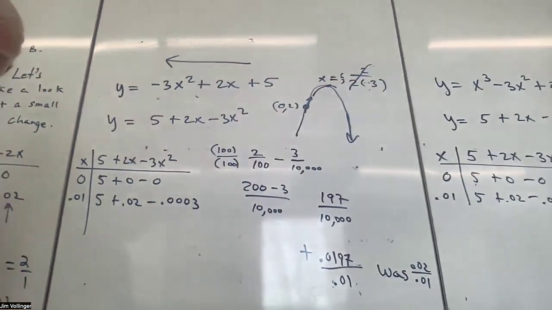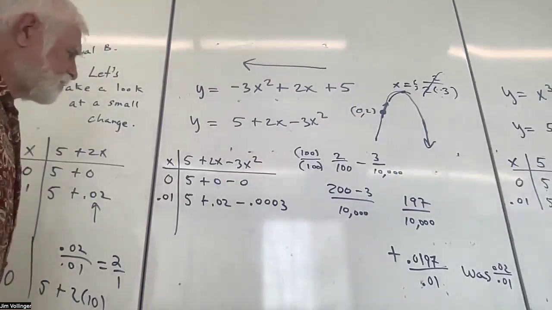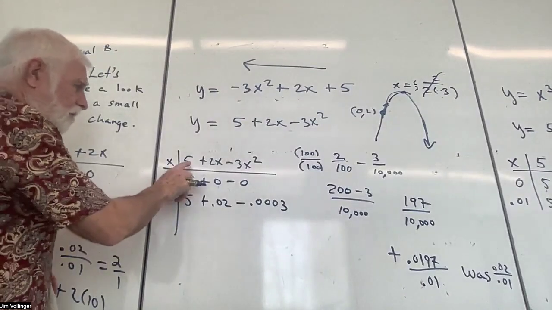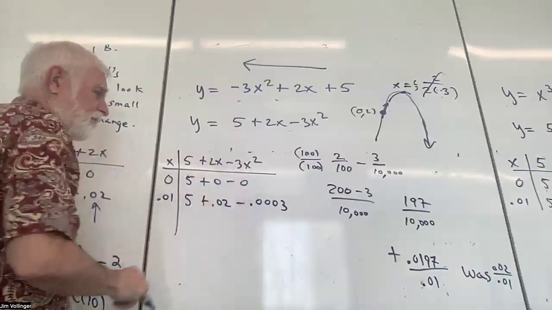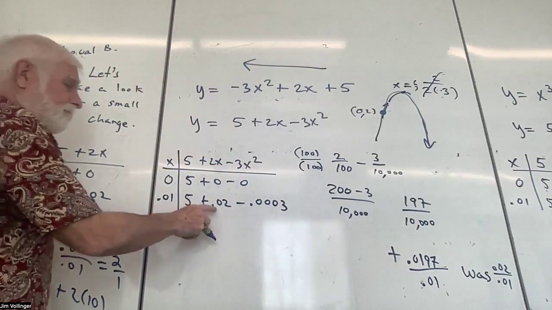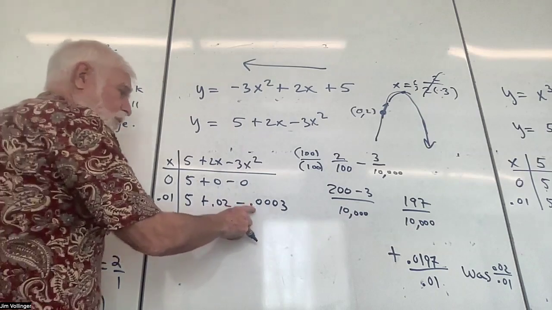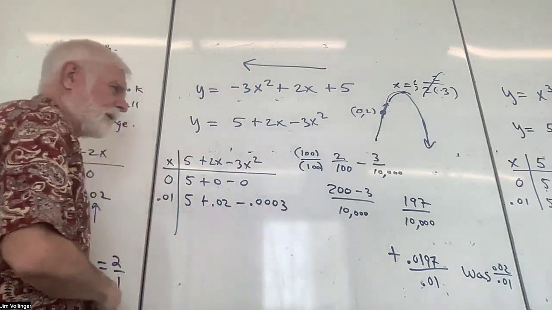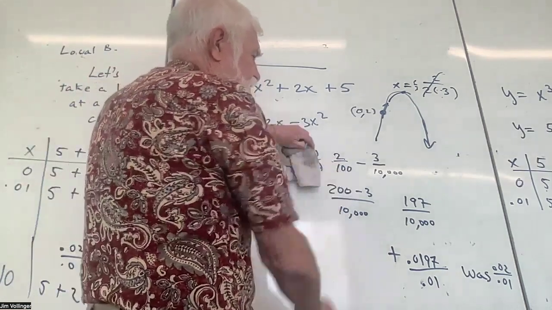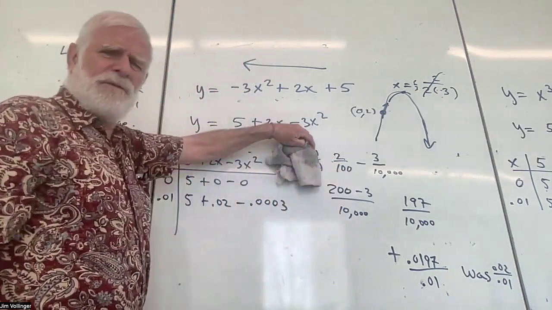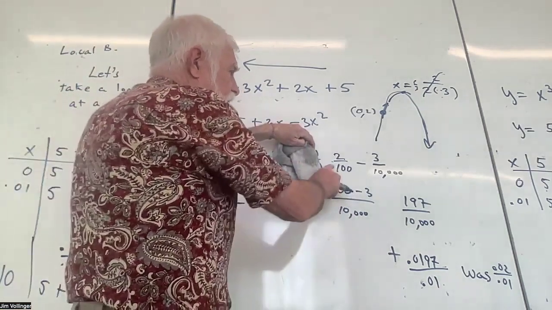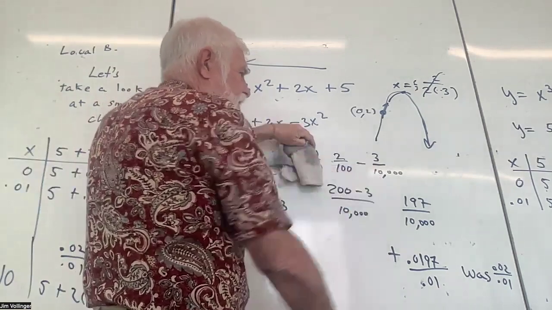Now, if we look at the table values, and we're still looking at local behavior, right? Then put in a 0, you get 5, 0 minus 0. But if you put in 0.01, you get 5 plus 0.02 minus 0.0003. I did a little analysis there. I did change it to fractions. I think it's easier for you to see the fractions than the decimals in this case, but I went back to decimals. 2 100ths minus 3 10,000ths.